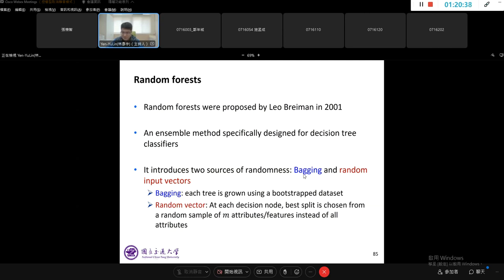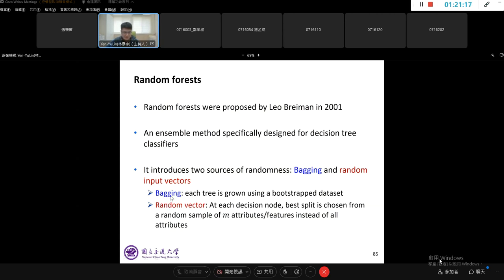The first randomness comes from data. The process is the same as bagging. In bagging, we implement bootstrapped sampling. It is sampling with replacement to construct multiple copies of a data set. So this is the randomness from data. The other source of randomness comes from the input feature vector. Okay, so let's look at the details of the 2 sources of randomness.